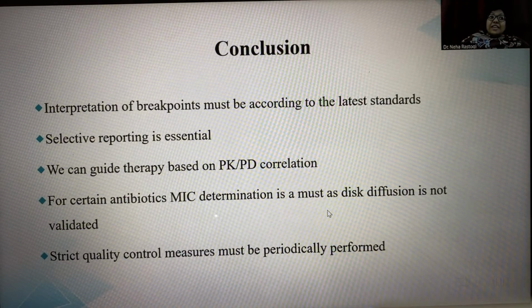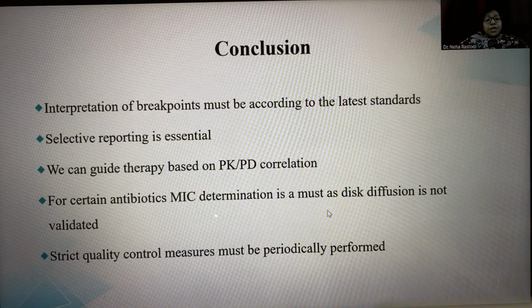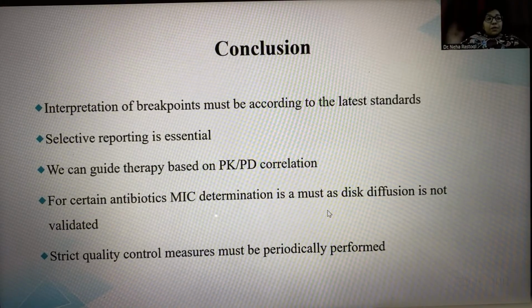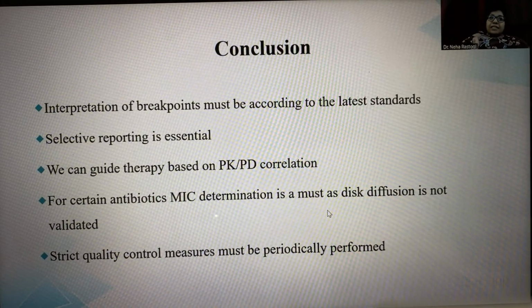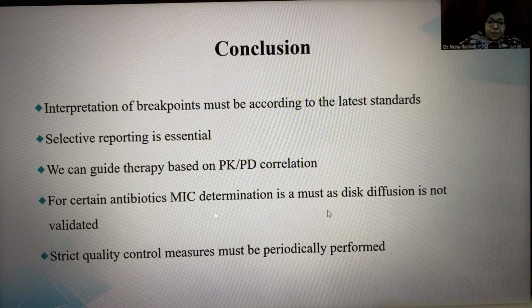Selective reporting is essential, and most of the labs now do a cascade-based reporting system, because you cannot show everything on the plate, because it's not just a lottery system, pick and choose. You have to have a cascade-based reporting system like tier 1, tier 2 and tier 3, as a good perspective from antibiotic stewardship.